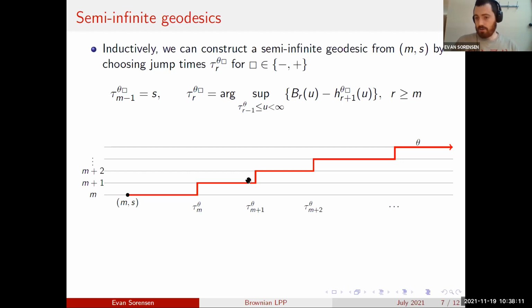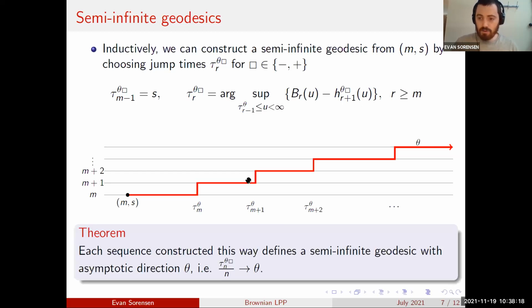What I just outlined to you is very heuristic, but this can be made very precise. This theorem says that every sequence constructed this way does define a semi-infinite geodesic, and it has the direction that we would want. So the direction of the Busemann functions corresponds to the direction of the semi-infinite geodesics. I'll stop here quickly if there are any questions about this construction.